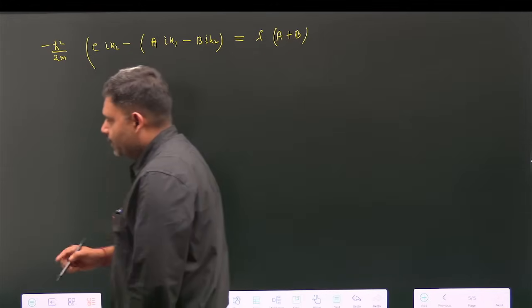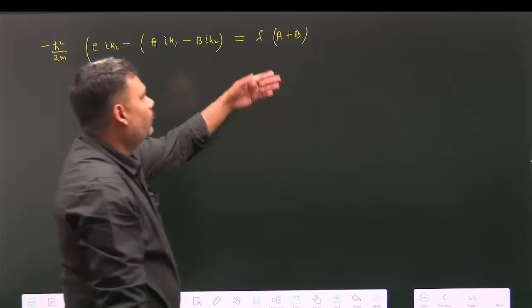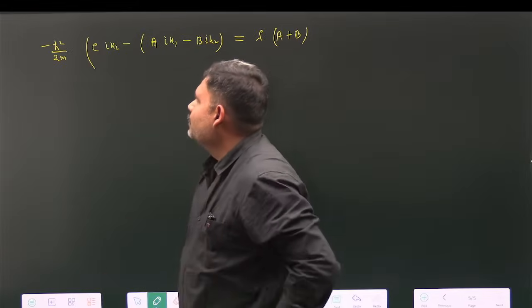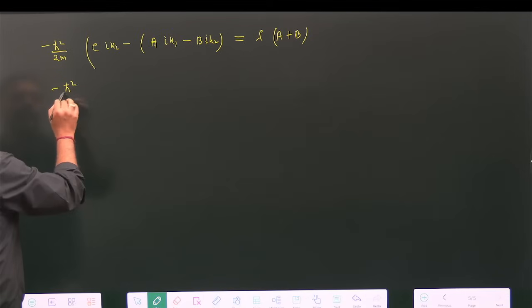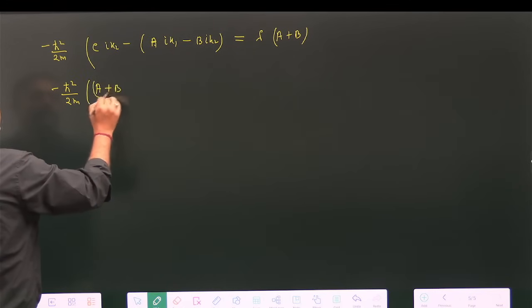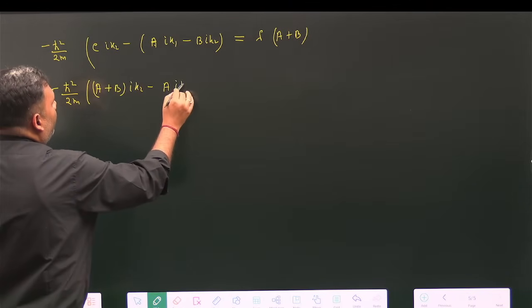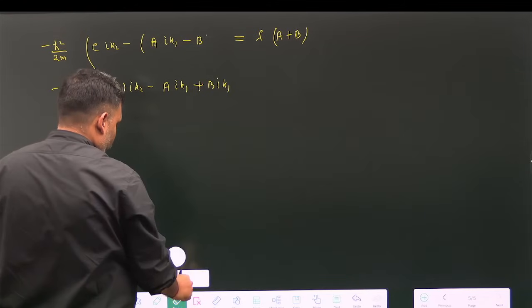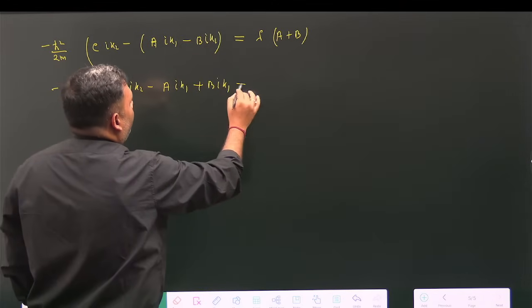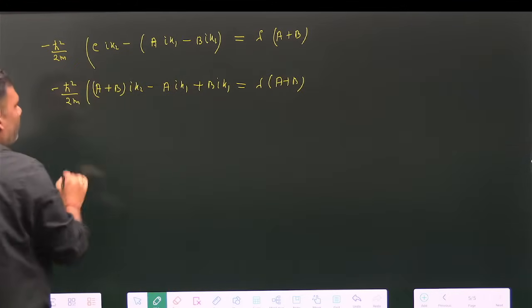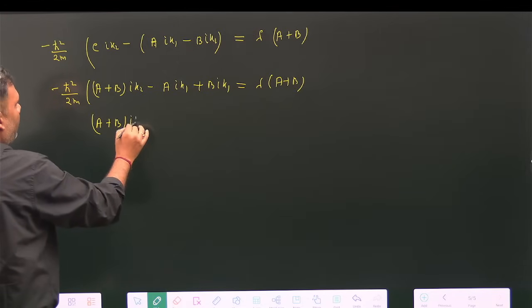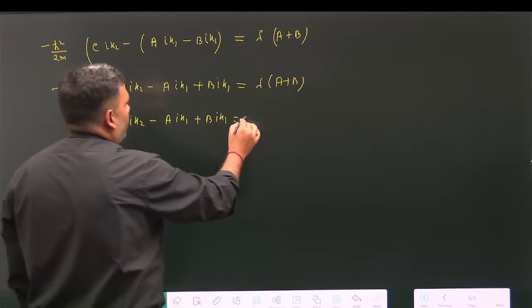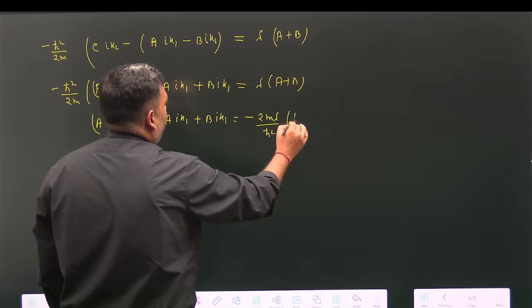So we can easily use the boundary condition of continuity. So we can put this value here. We have to find the reflection coefficient, so we have to take the ratio between B by A, so we can also replace this particular C here. When we replace it, we have ħ² upon 2m, and C can be written as A plus B, i k₂ minus A i k₁ plus B i k₁. This will be i k₁, not k₂. And that value is equal to λ(A plus B). And from there, we can write (A plus B) i k₂ minus A i k₁ plus B i k₁ is equal to minus 2mλ upon ħ² (A plus B).